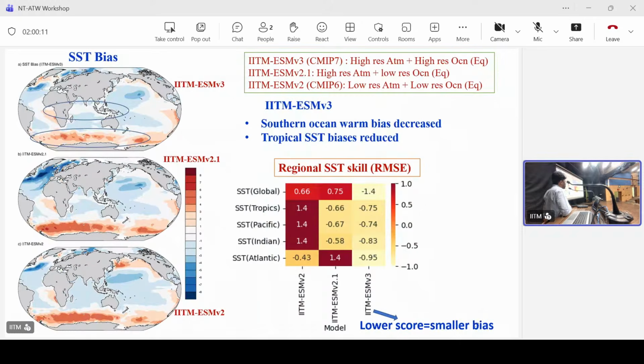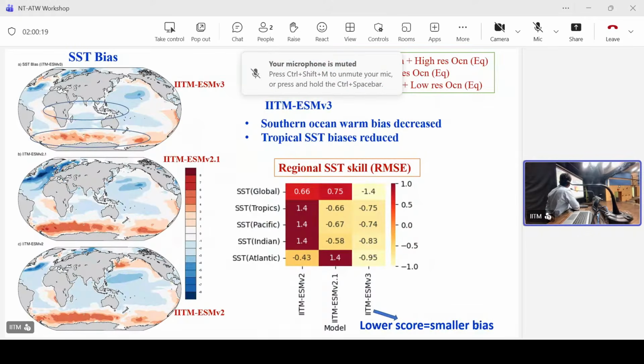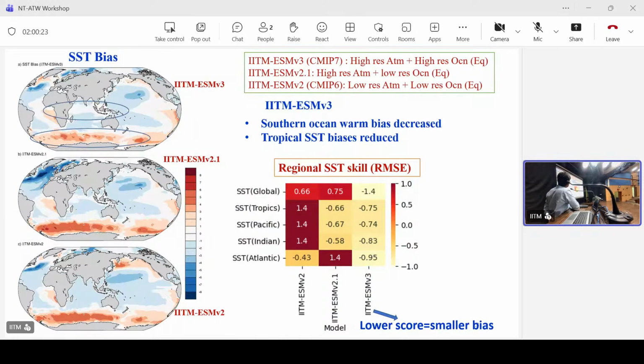With this benchmark, we moved ahead and tried to understand the biases in the model. So this is version 2 of the model, which participated in CMIP-6. And we see there is a cold bias over the Indian Ocean, and there is a reduction in the cold bias in version 3, which is the high resolution version now. So when we say V2, that is IITM ESM V2, it is the CMIP-6 version with a 67-kilometer atmosphere and a low resolution ocean. V2.51 is an intermediate version, and V3 is the CMIP-7 version, in which we have both a high resolution atmosphere and a high resolution ocean.